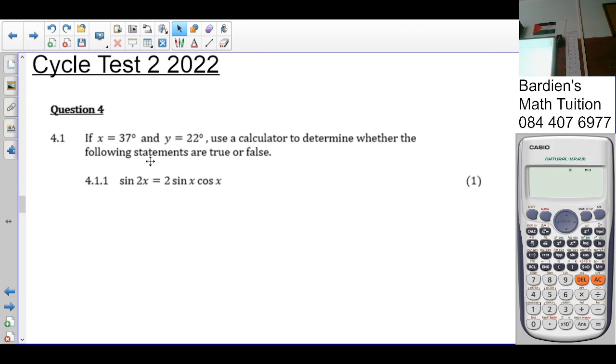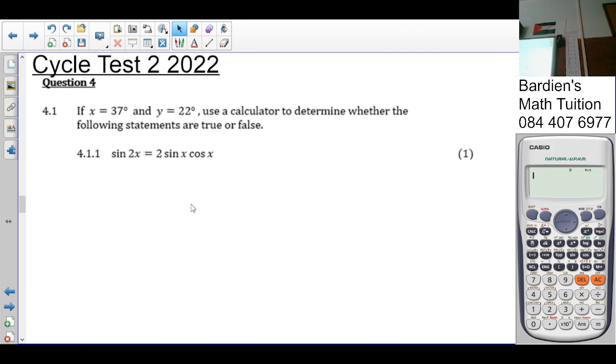Right, let's look at number 4. People, I thought this was going to be very easy. This was Grade 10 trigonometry. But truth be told, I don't know what's going on with you. The first one: if you substitute 37 wherever I see an x, it's going to be sine of 2 times 37, which gives you 0.96. We have to say 2 sine 37 times cos 37, which is also 0.96. So that is true.